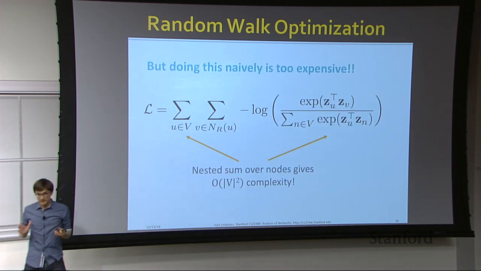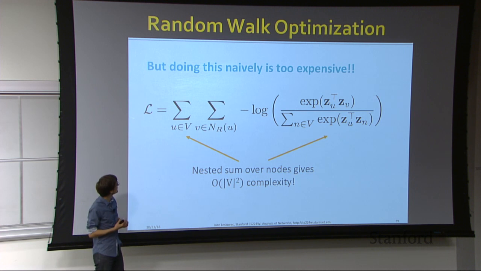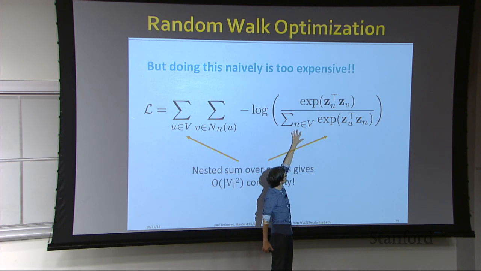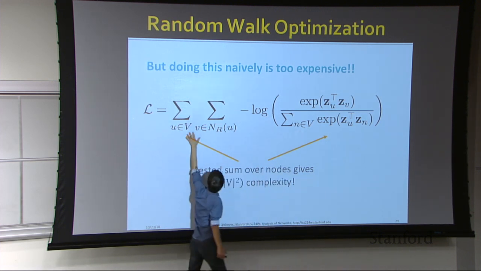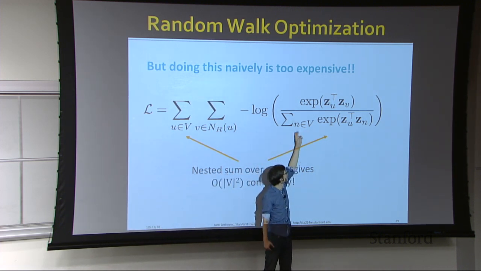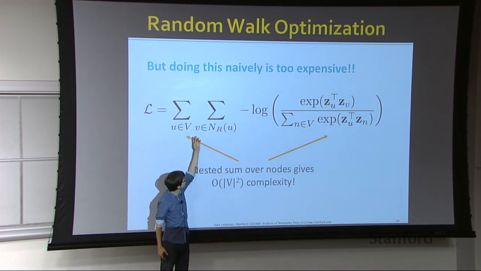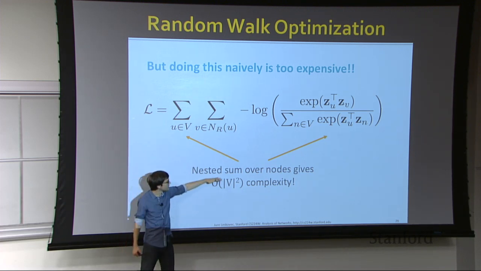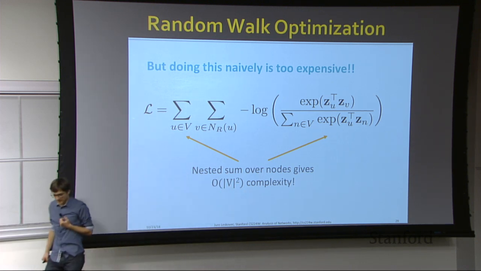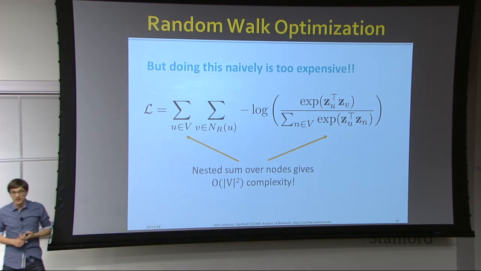One problem is that this equation is not tractable: it has quadratic complexity. The reason is that I have two nested summations that go over all the nodes. I have the outer sum that goes over all the nodes, and then for every one of those nodes, I have an inner summation, this normalization factor, that again goes over all the nodes. So in order to evaluate this function L, I need to go over all pairs of nodes. The complexity is quadratic in the size of the network, and this is prohibitively expensive to run on any kind of real network sizes.